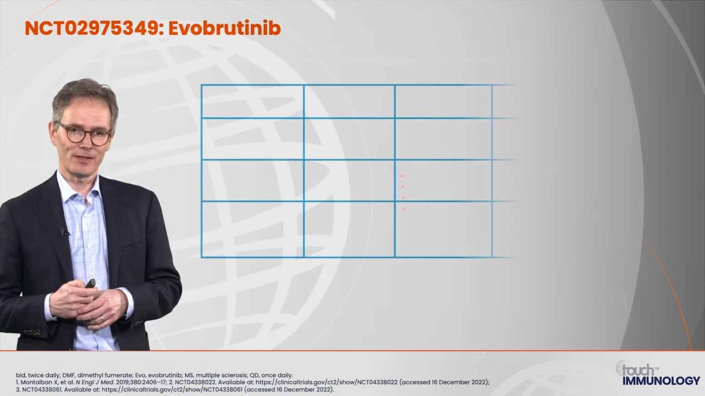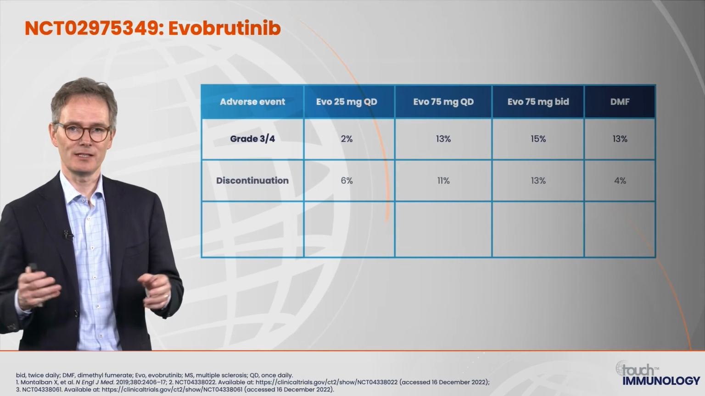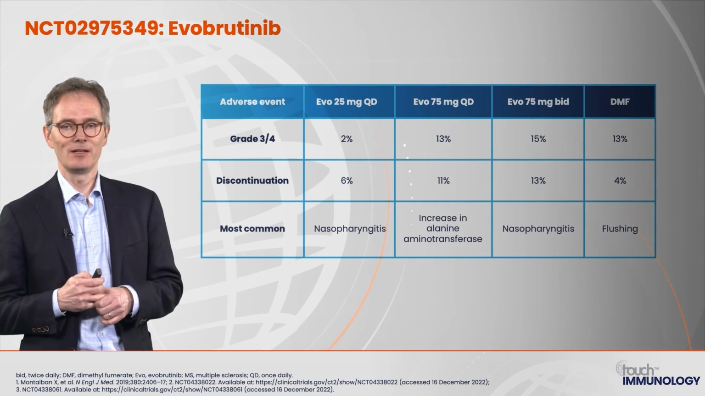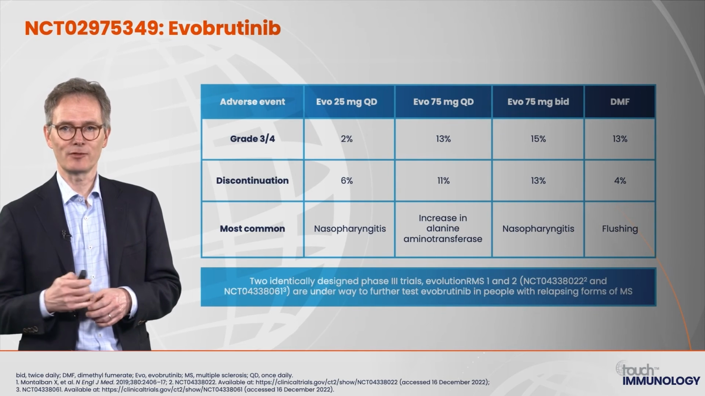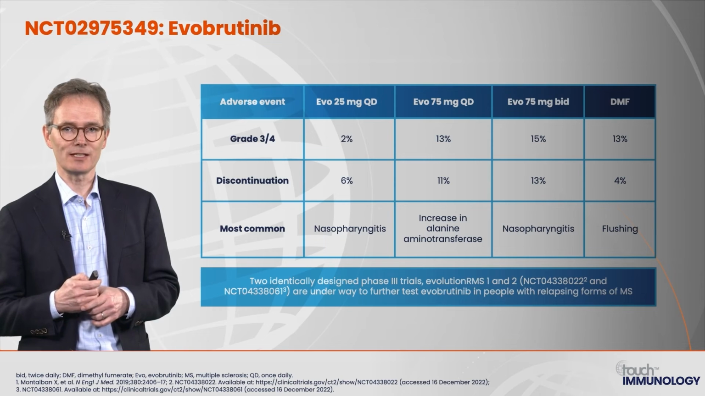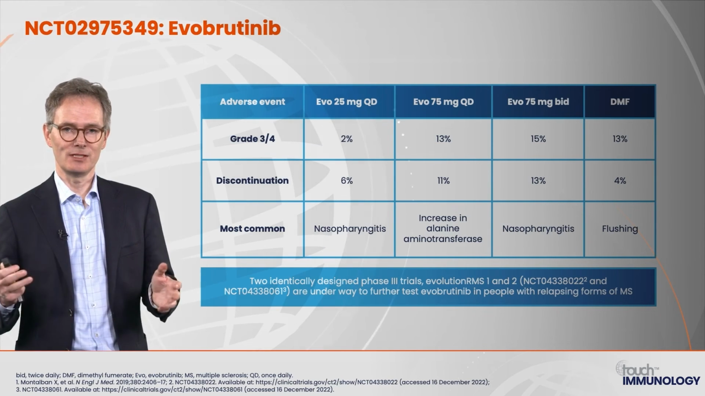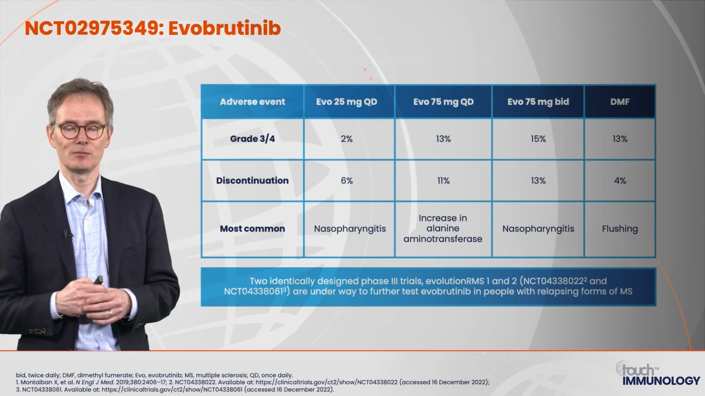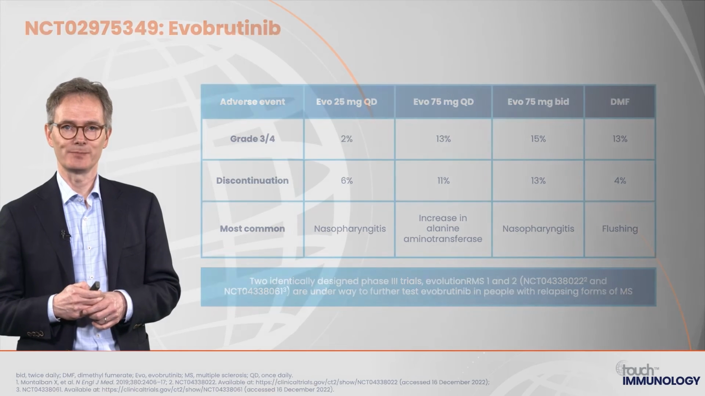So these are the side effects of the evobrutinib phase 2 trial. Not much to say. There was a little bit of liver enzyme increases, nasopharyngitis, and flushing in the DMF group, which is expected because it's a known side effect of DMF. But as I said before, of course, you have to see in phase 3 trials, longer duration, more patients, if there are relevant rare side effects emerging.